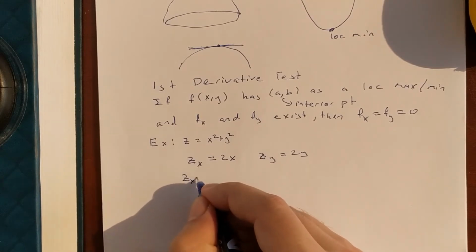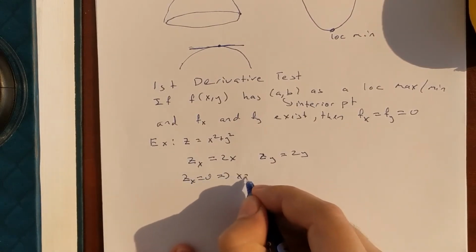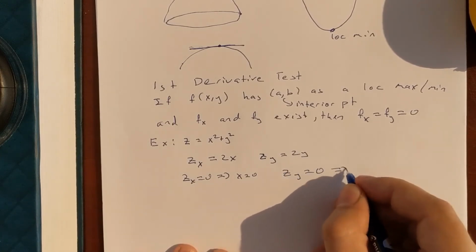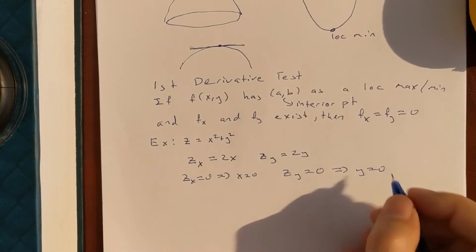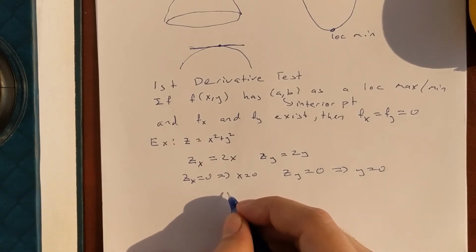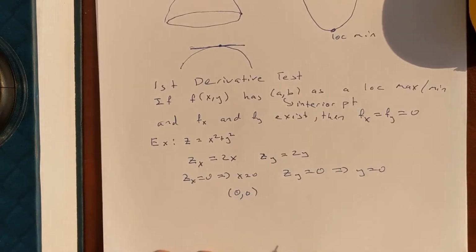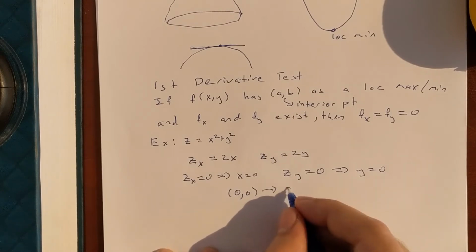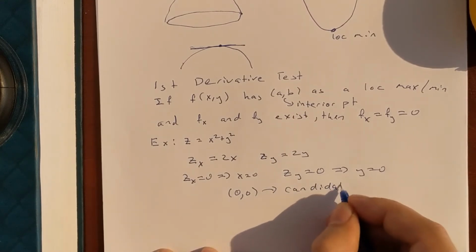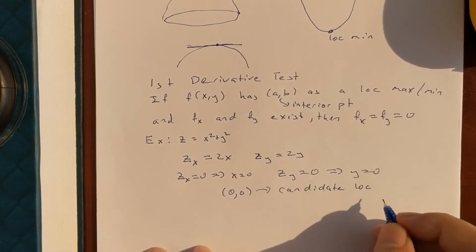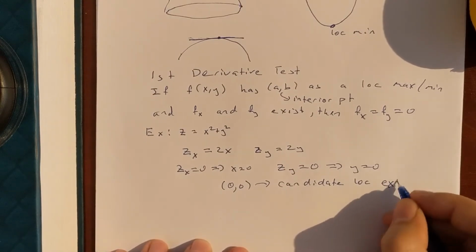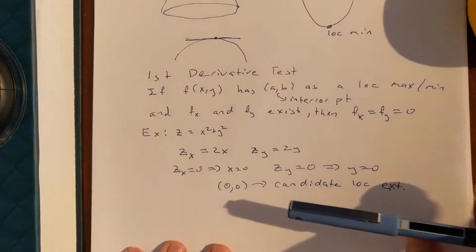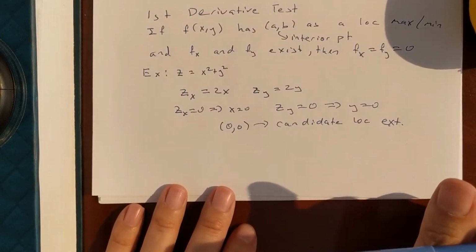z sub x equals 0 implies immediately that x equals 0, and z sub y equals 0 implies, of course, y is equal to 0. Okay, so we have this point, 0, 0. 0, 0 is a candidate for local extrema. I don't know which one it is right now. We have to develop a way to tell whether it's a local minimum or a local maximum. It could be neither also.